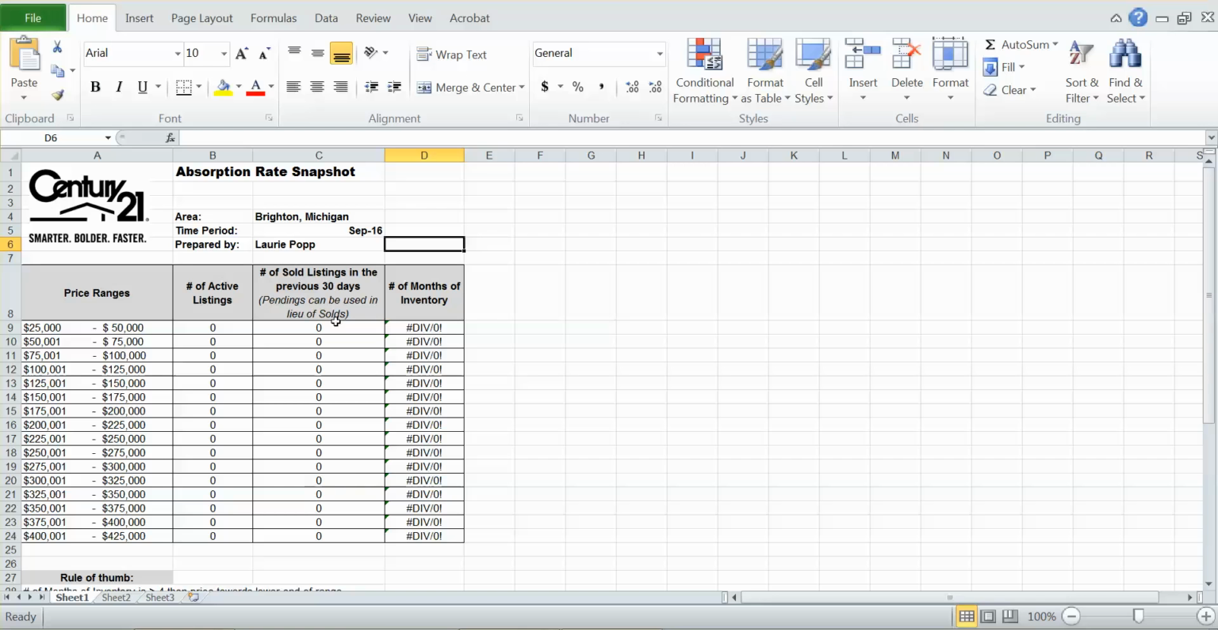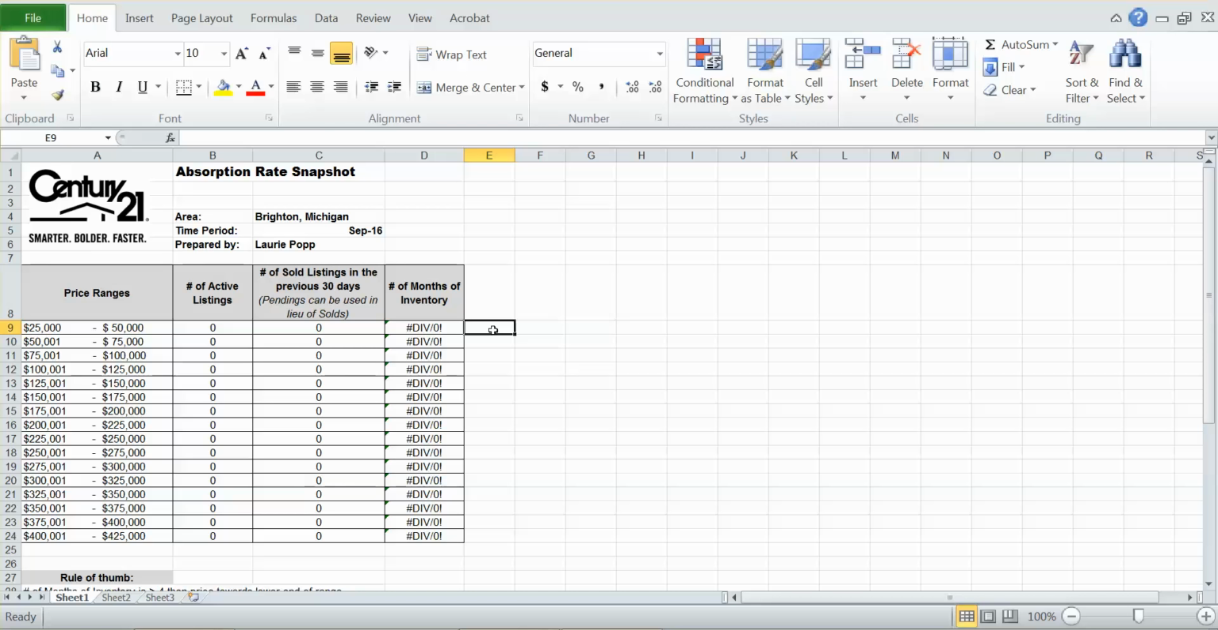All right. Now this is where the work comes in. So I would recommend that you do this particular worksheet once a month for your market. What you want to do is go into your MLS first. Now sometimes your MLS will be able to provide you with this information. Other times you've got to do it yourself. So the first thing is when you're in the MLS, we want to find out how many active listings do we currently have in each one of these price ranges for the market that you're measuring.